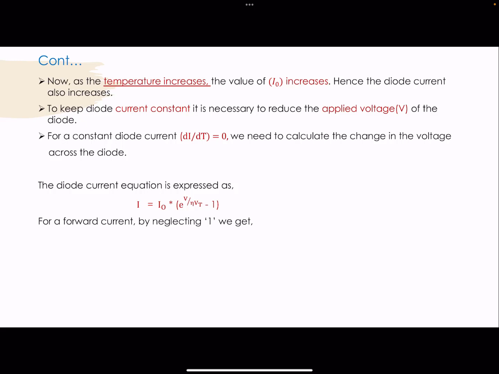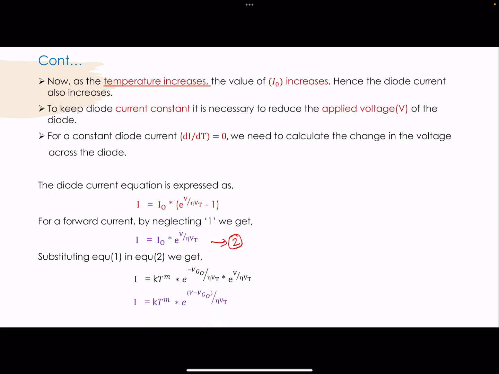Now for a forward current, by neglecting the value of 1, we get I is equal to I0 into e to the power of V by eta Vt. Let it be equation 2. Now substituting equation 1 in equation 2, we get I is equal to K T power m into e to the power of minus Vg0 by eta Vt into e to the power of V by eta Vt, by which we get I is equal to K T power m into e to the power of V minus Vg0 by eta Vt. Let it be equation 3.